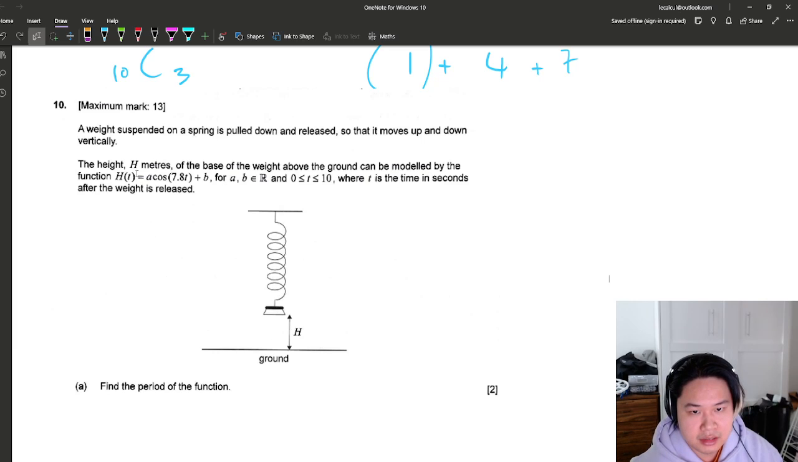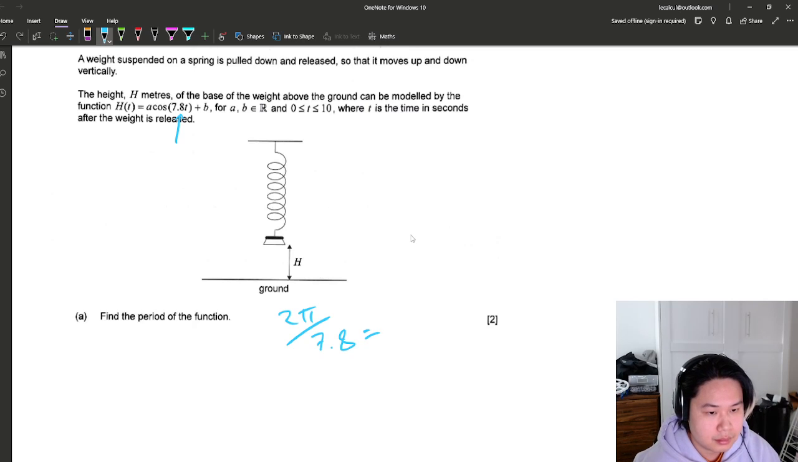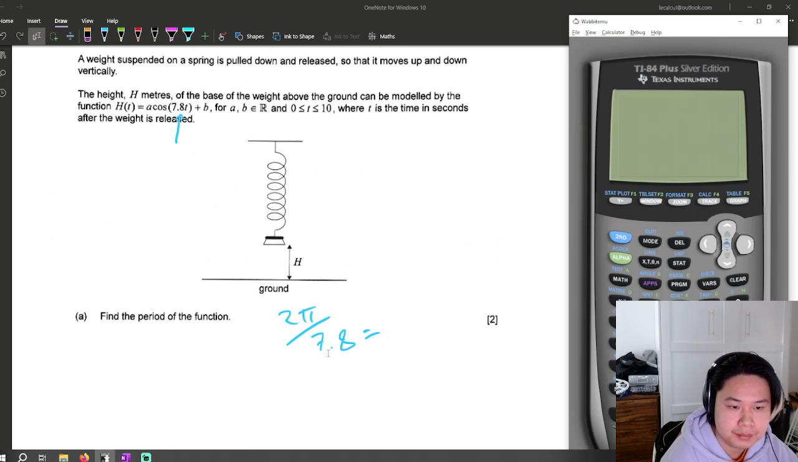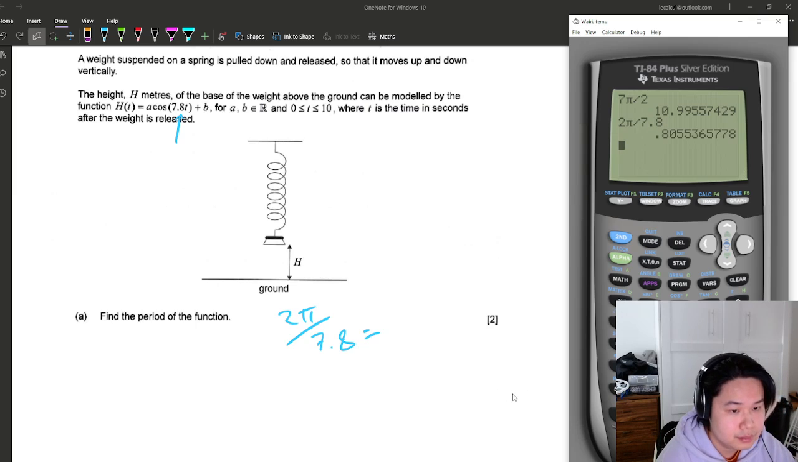Spring goes up and down. Periodic function. Find the period of the function. So the period is going to be 2 pi divided by your horizontal stretch or compression of 7.8. So punch this into a calculator. Pi divided by 7.8. So your period is 0.806.